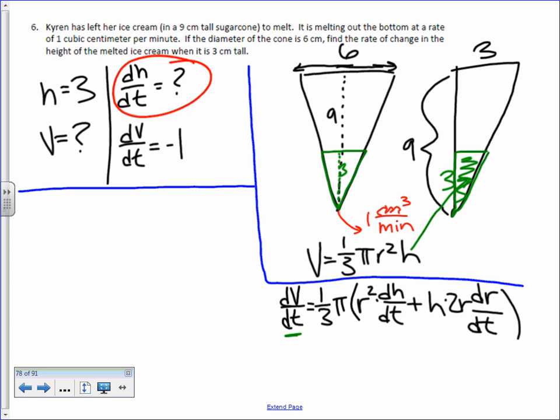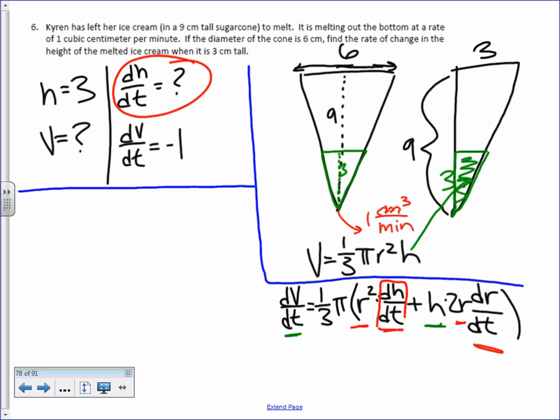Okay, so I'm going to underline variables we do have. We do have the dV dt. We do have the height of the ice cream. We do not have anything else. We do not have r. We do not have dH dt. We do not have, well, there's another r. We do not have dr dt. Well, okay. Some of those are okay, some of those are not okay. dH dt, that's okay to not have, because that's what we're trying to solve for. So I'm going to put a little box around that guy.